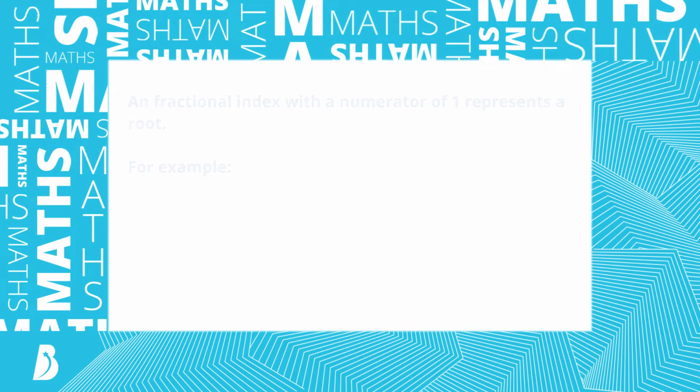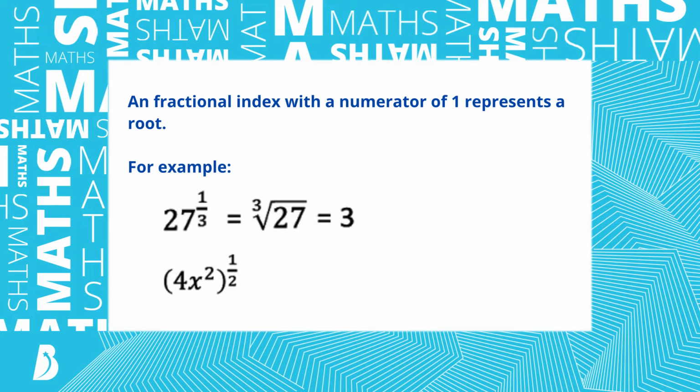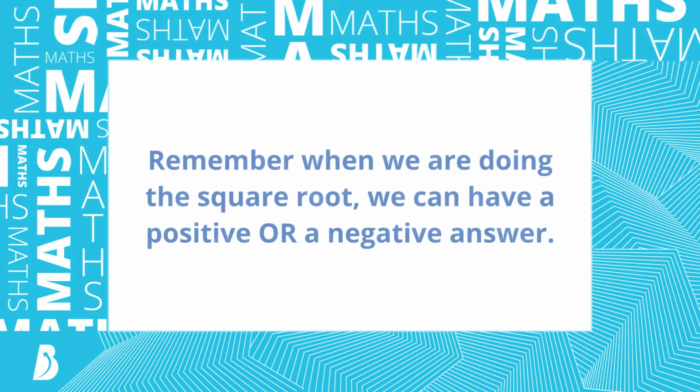A fractional index with a numerator of 1 represents a root. So, for example, 27 to the power of 1/3 equals the cube root of 27, which is just 3. Or 4x squared, all to the power of a half, is equal to the square root of 4x squared, which is positive or negative 2x. Remember, when we're doing the square root, we can have a positive answer or a negative answer.